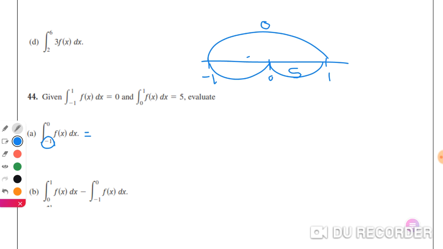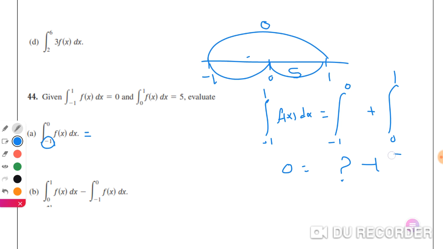Look here, the definite integral from negative 1 to 1 of f of x dx will be from negative 1 to 0 plus from 0 to 1. I know the definite integral from negative 1 to 1 is 0, and the other one is 5. So what is the number added to 5 to give you 0? It will be negative 5.